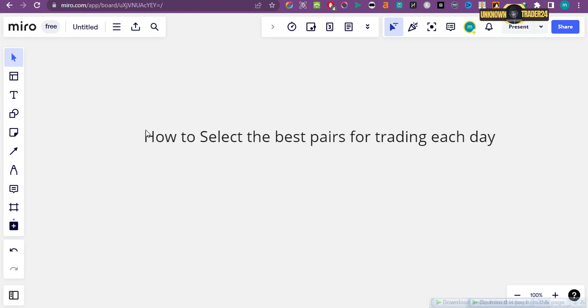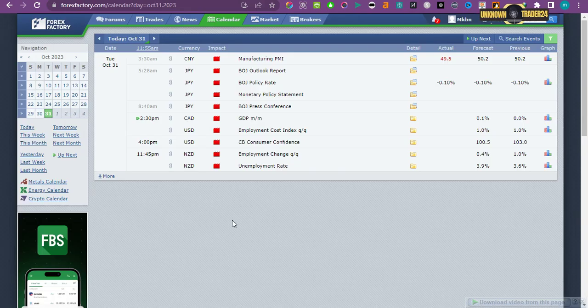The first thing we do every day when we get to our charts is go to our economic calendar. We don't compromise on that one. Before opening the charts, the first thing, go to the economic calendar and know which news will be coming at what time. We have to know what to expect at what time.